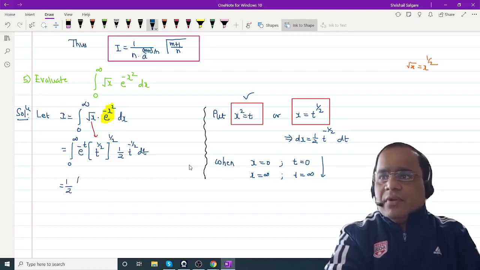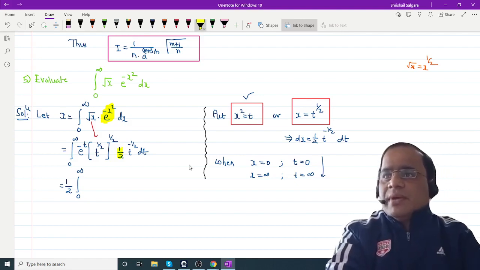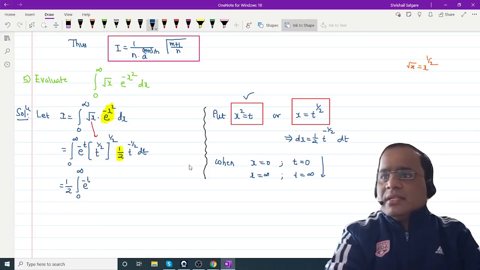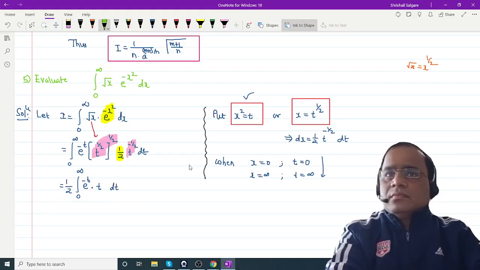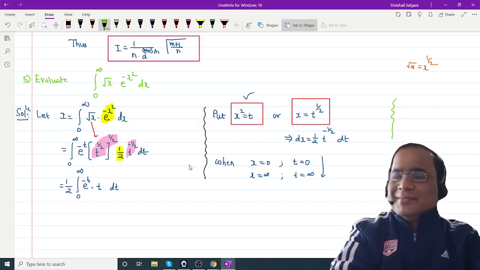Rida, be ready. What will be the power of t? You have to tell. Okay, so from this minus 1 by 2 I am taking outside, integral 0 to infinity. Now this term is e raised to minus t. What is the power of t? You have to collect the terms of t together, this term and this term. Here if required I will write calculations. Rida, are you in the meeting? Okay, tell me. I will help you. What is the power of the first t term?